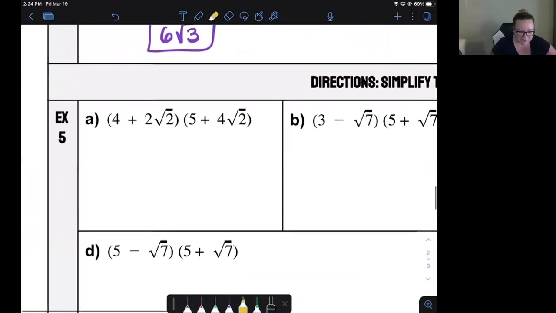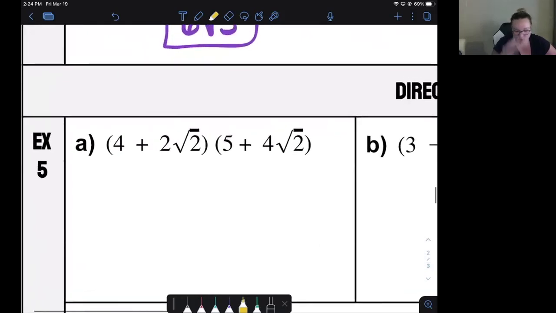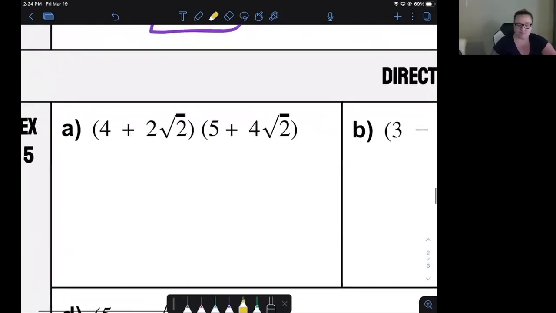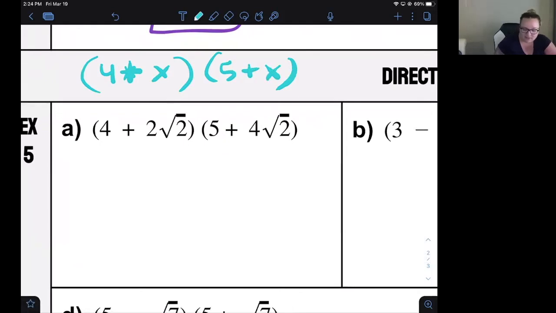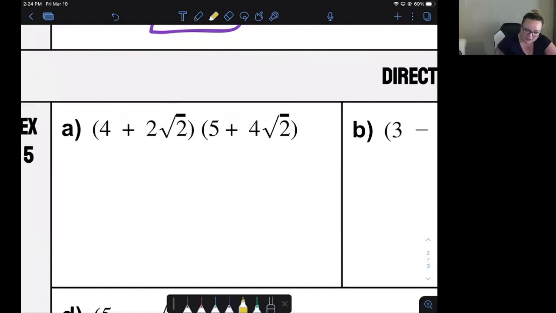All right, so for example 5, we're going to take 4 plus 2 root 2 times 5 plus 4 root 2. So just like if we had 4 plus x times 5 plus x, we would distribute. Same thing goes for these guys. We're just going to do a whole bunch of distribution. You're going to take the 4, distribute it to the 5 and the 4 root 2. Then you're going to take the 2 root 2 and distribute it to the 5 and the 4 root 2.